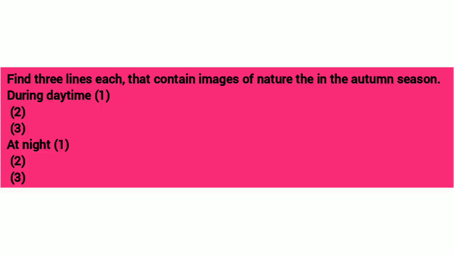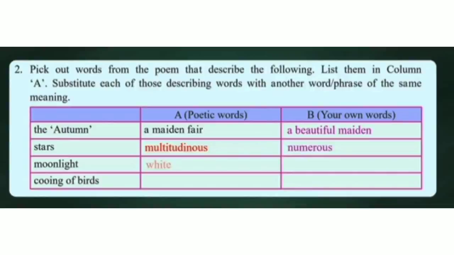Okay. Now, sub question 2. Pick out the words from the poem that describe the following. Okay, poetic words, and the one which you feel you should add over there. So the autumn is given as a maiden fair in the poem, right? What do you think? You can write your own word. A beautiful maiden, right? The same thing you just had to write in your own words. Maiden fair is like a beautiful girl. So a beautiful maiden you can write. Now stars are multitudinous. As I said, it is known as uncountable. So you can write numerous stars. Okay. Now for moon, moonlight and cooing of birds is something which you'll write as homework.